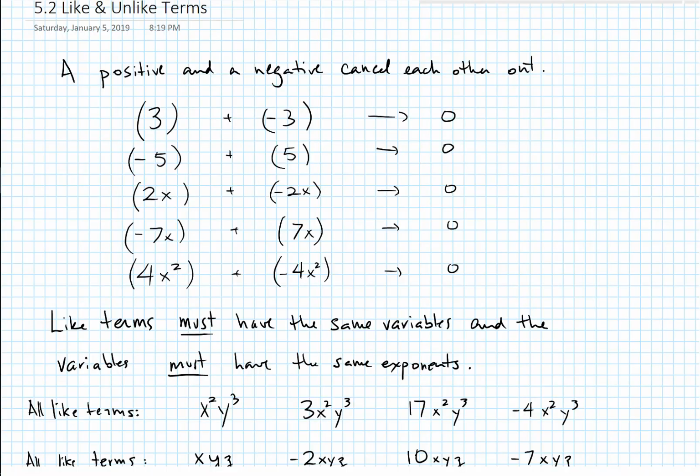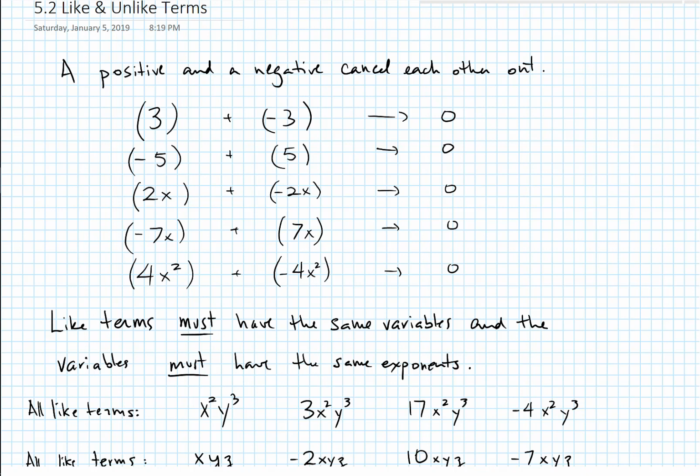Like many things in math, like and unlike terms are something that seems very straightforward and obvious once you get it. But you have to understand a few subtleties in order to get it in the first place. So we're going to start here by just pointing out that when you have a positive and a negative, you always cancel each other out. So 3 plus negative 3 just gives you 0.